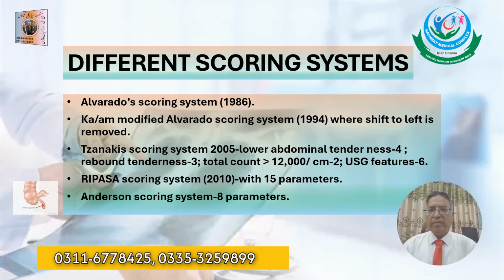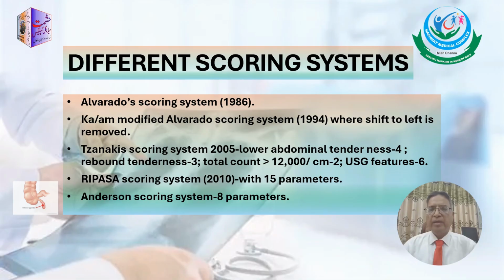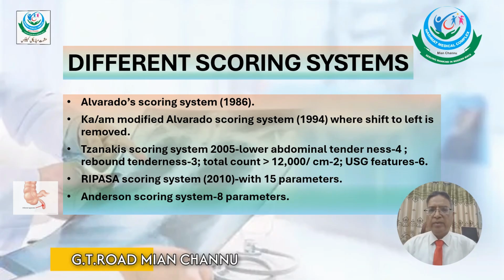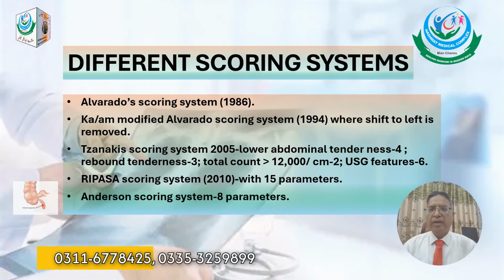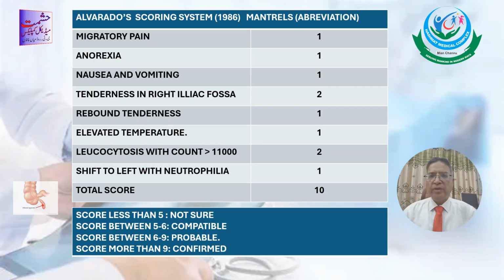In the past, there were different scoring systems to diagnose acute appendicitis. They include Alvarado's scoring system, Kalan modified Alvarado's scoring system, Tzanakis scoring system, RIPASA scoring system, and Anderson scoring system with 8 parameters. Nowadays, the most famous scoring system used to diagnose appendicitis is Alvarado's scoring system, with the abbreviation MANTRELS. It consists of different signs, symptoms, and laboratory investigations.